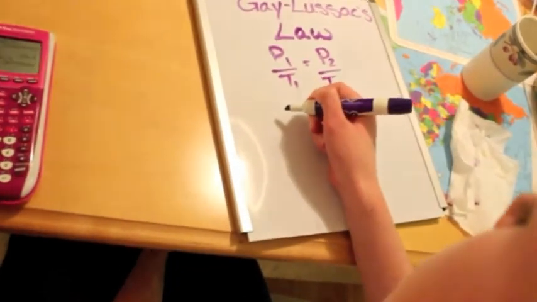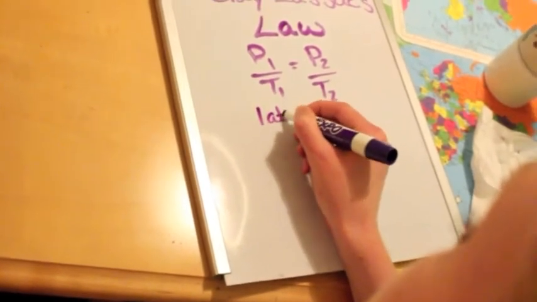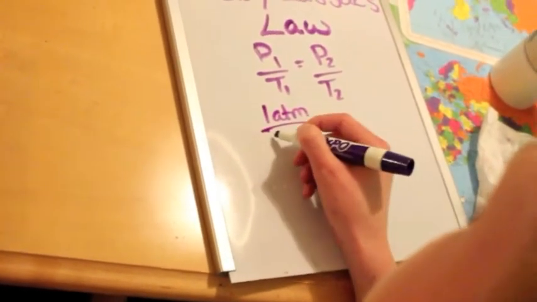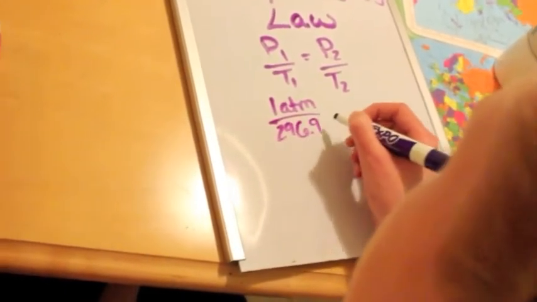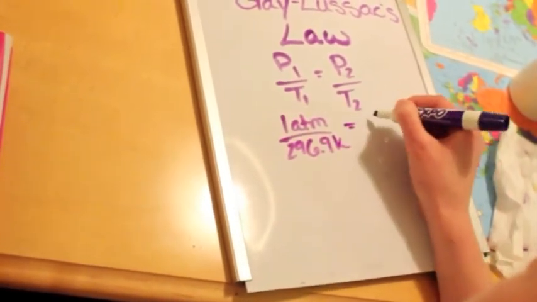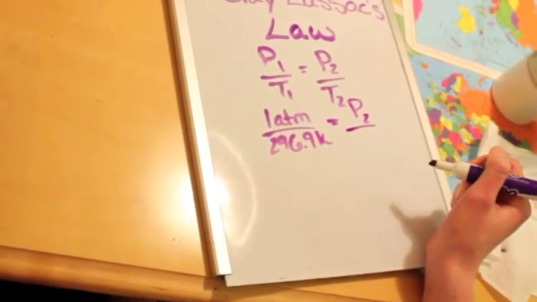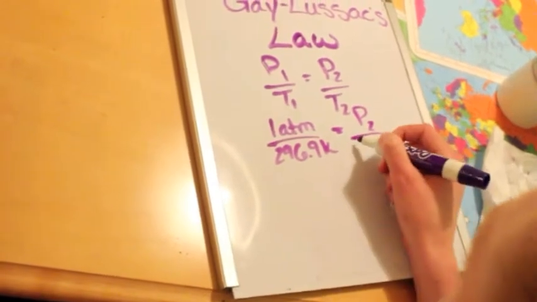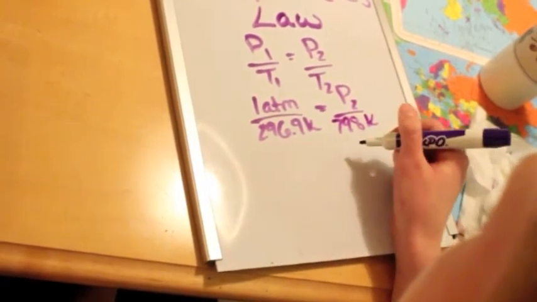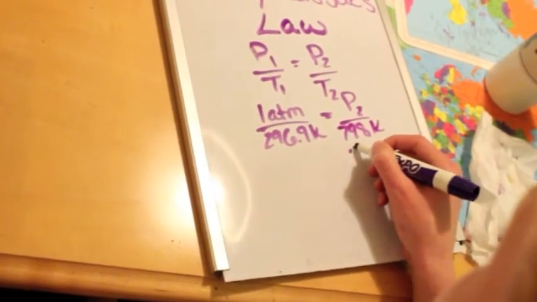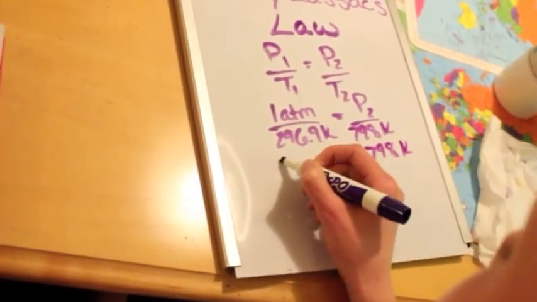So our initial pressure that we measured in Austin was about 1 atmosphere. And our room temperature measured to 296.9 Kelvin. And we're trying to find the other pressure that was in the jar while the paper was on fire. And the temperature of that was 798 Kelvin. So in order to figure out pressure, we are going to isolate it by multiplying both sides by 798 Kelvin.